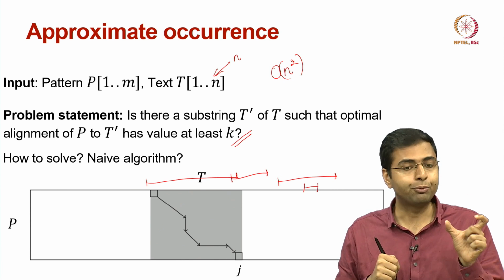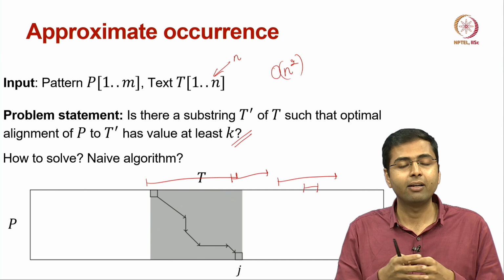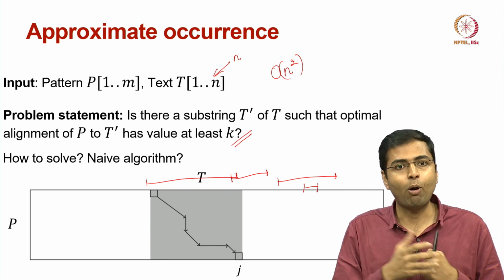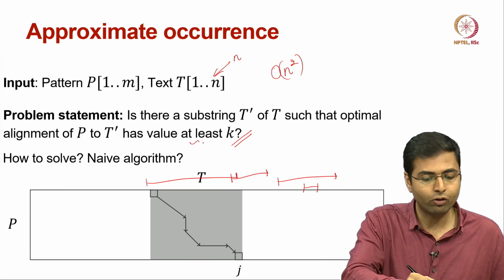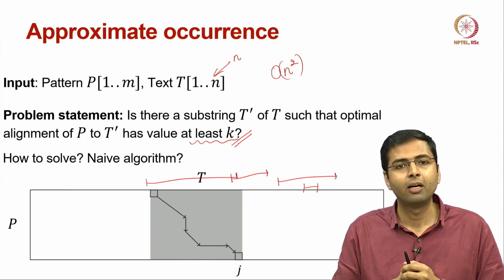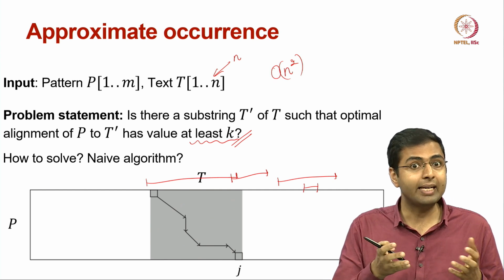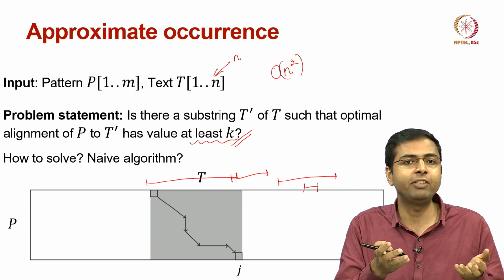For each of these substrings, I can compute an optimal alignment using the recurrence that we have seen so far. I can solve the global alignment problem and check whether the optimal alignment score is at least k or not. And if there is an approximate occurrence, then we know that at least one substring will give me an optimal alignment score which is at least k.